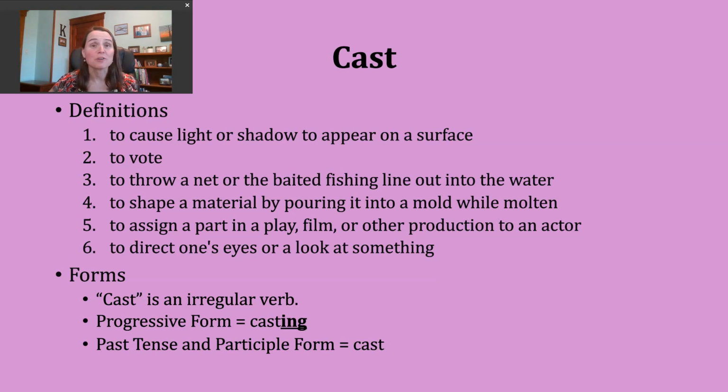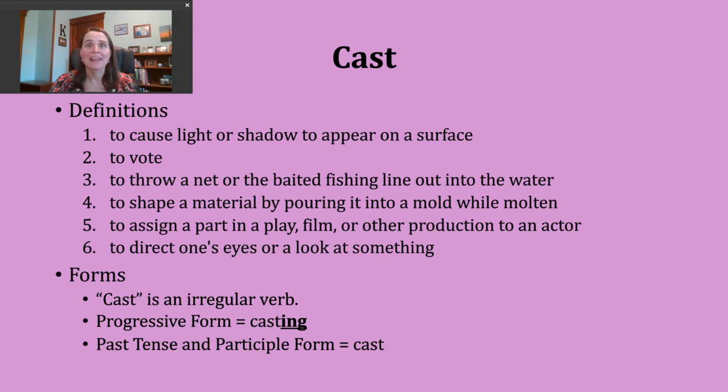A fourth way you might hear cast used means to shape some type of material by pouring it into a mold while it is molten. Molten meaning extremely hot. So you might think of various substances. It could be something like a plastic, right? Very, very hot. It's liquid. It's poured into something to form a particular shape.